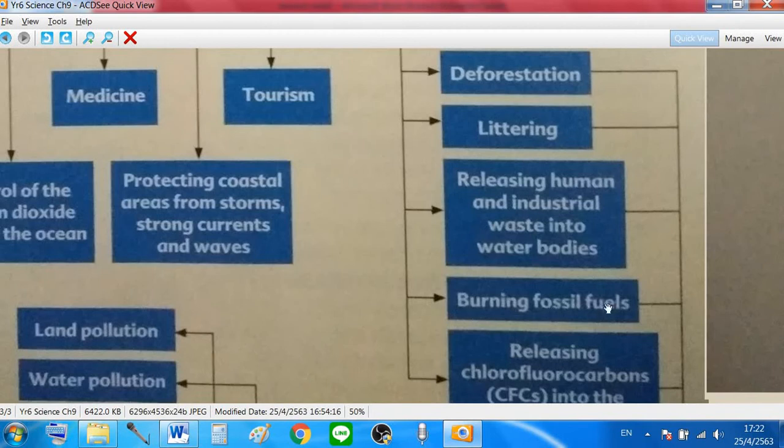Burning of fossil fuels. When you burn fossil fuels, you are releasing carbon dioxide, among other things, but carbon dioxide into the atmosphere. So every time we run our cars, or even burn garbage in our yards, that is releasing carbon dioxide into the air.